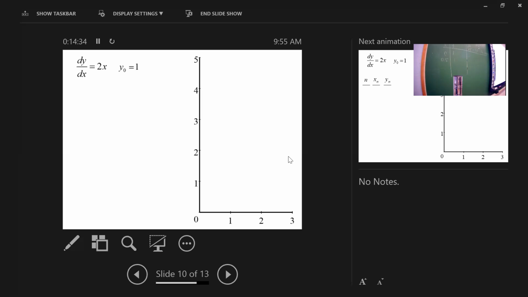Now we go to this point, 0.5, 1. dy is double x, 2x. 2 times 0.5 is 1, times 0.5. So that's 0.5. These are all 0.5 for dx. So this would go to 1.5.